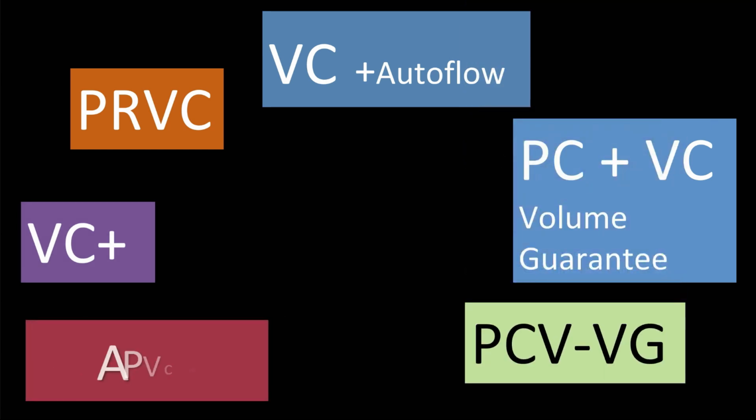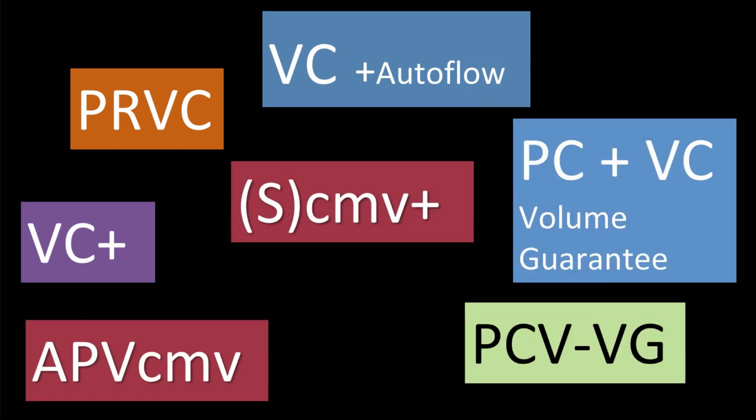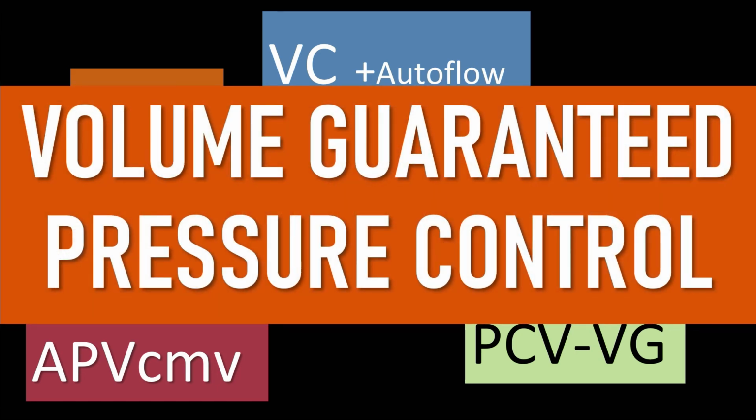As a consequence of the limitations with both volume control and pressure control, ventilator manufacturers developed what they titled dual control modes of ventilation. Now, there are a whole bunch of different names that I'll get into in a second, but all of these modes are volume guaranteed pressure control.